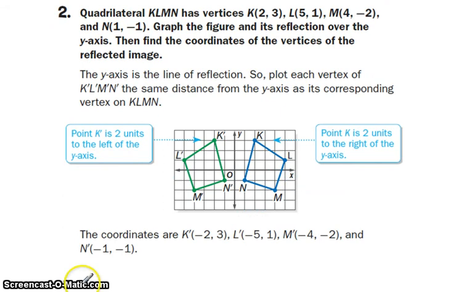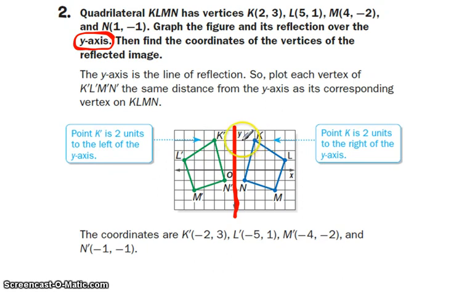Let's look at example 2. Here they're asking us to reflect across the y-axis. So here's quadrilateral KLMN, right here. Here is your pre-image, or your original image, and they want us to reflect it across the y-axis. So when you do that, you're flipping it across the y. And again, your points have to stay symmetrical.